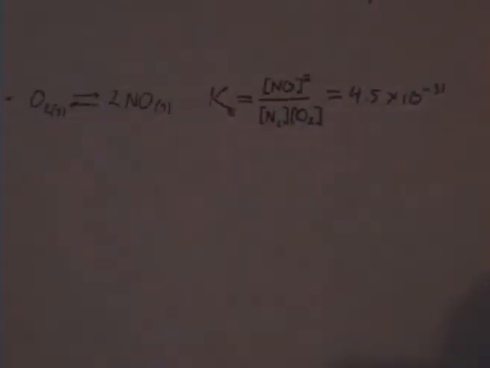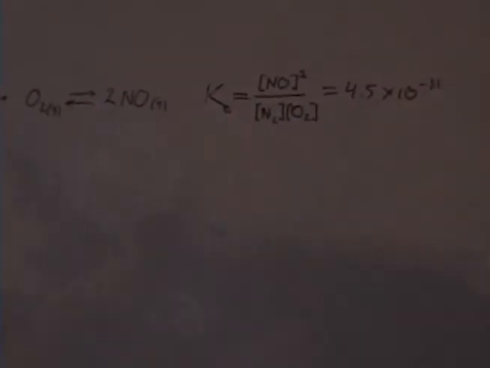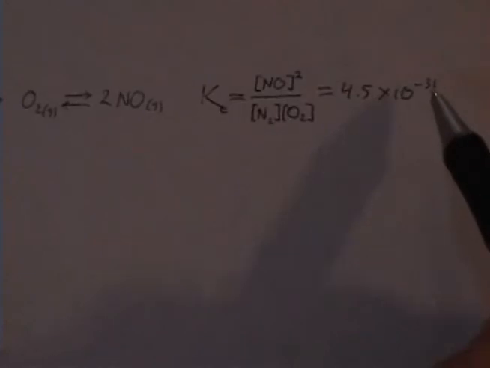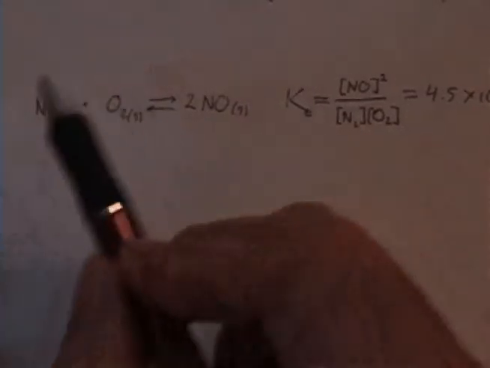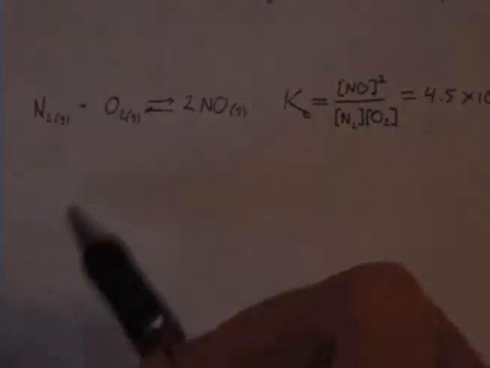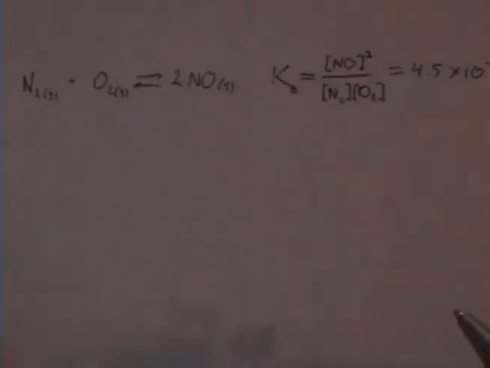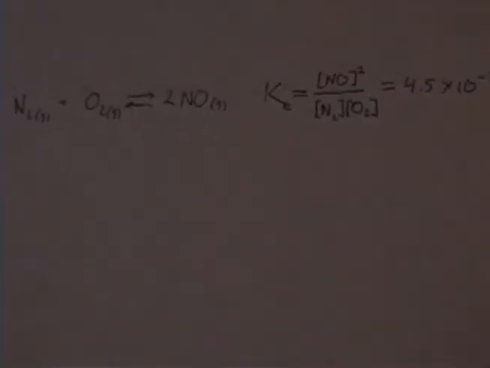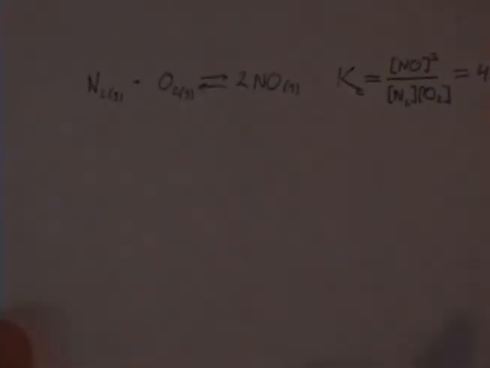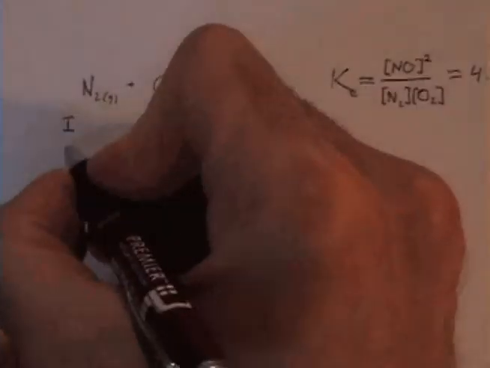Okay, so let's look at this example. I know this is a very small number, very much less than 1, which means very much of this is in the form of the reactants and not the products. But exactly how much product am I going to get? That's the question I want to address, and we do that by setting up what we call an ICE table.